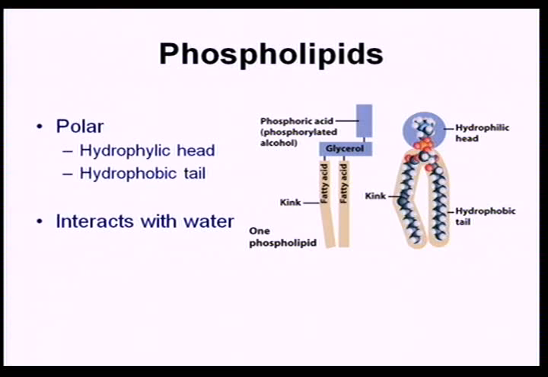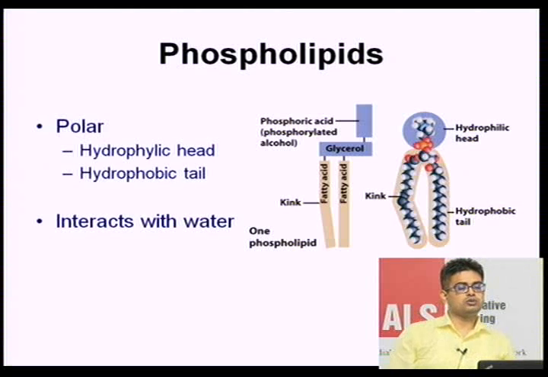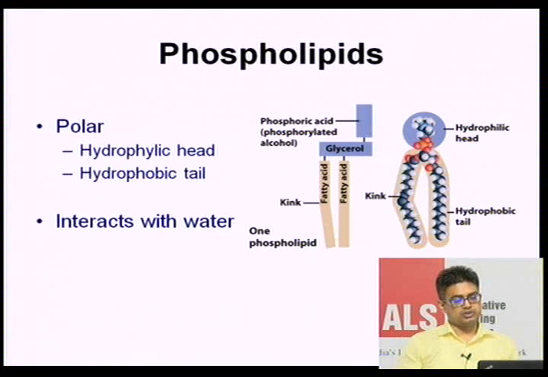The phospholipids have a hydrophilic head and a hydrophobic tail: a water loving head and a water hating or water repelling tail. Now the structure of this is, there is a phosphoric acid molecule here. It is the hydrophilic part, and it is associated with glycerol, and glycerol is linked to two fatty acids. A single glycerol molecule is linked to one phosphoric acid molecule and two fatty acid molecules. This is called a phospholipid molecule.